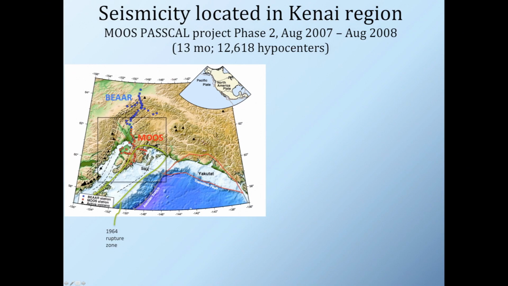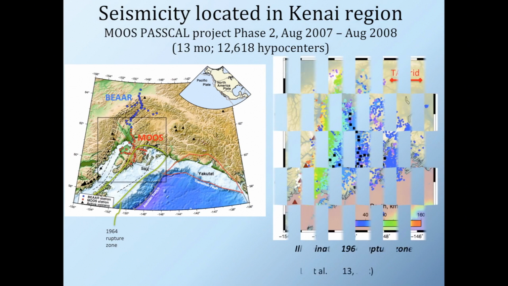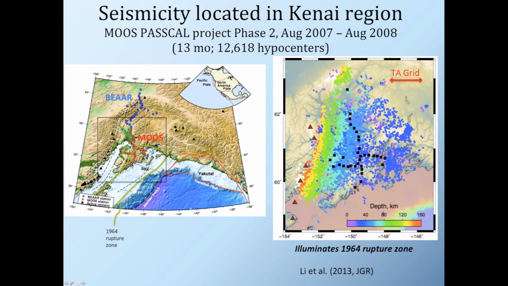Now this MOOS array goes into the region that ruptured in 1964. This green line shows the extent of the aftershock zone there. And so we're sampling really the critical part of the thrust zone. And what we saw was that in 13 months we located something over 12,000 earthquakes in this region. This shows that they nicely increase in depth as you move toward the volcanoes, these triangles here. We're also capturing a lot of earthquakes on the thrust zone.